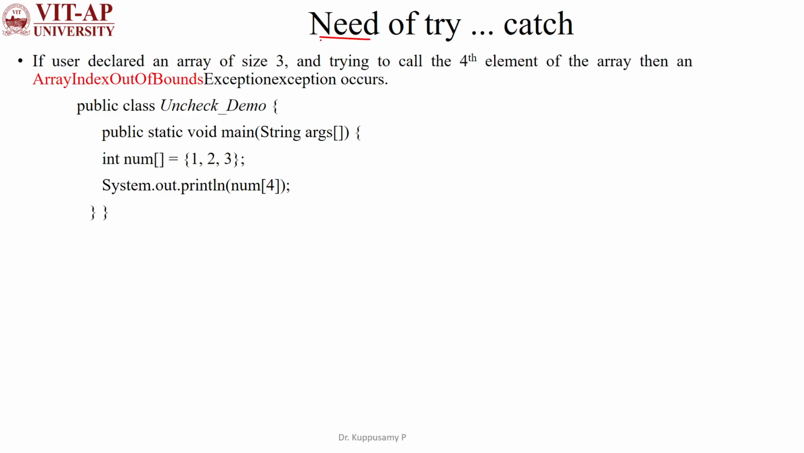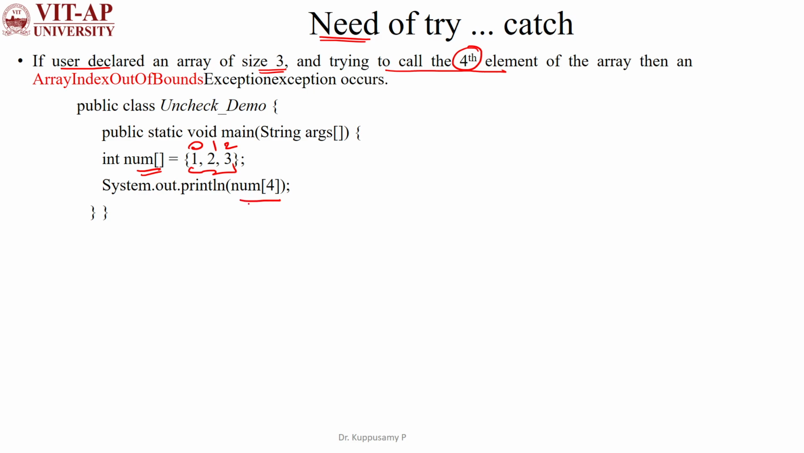What is the need of try catch block? Whenever user is writing the program, he should take care of exceptions which are rising inside the program. For example, if user declaring an array with size 3, the array is having the three values, index 0 1 2, so by default the length of the array is 3, but he is trying to access the fourth element of the array.